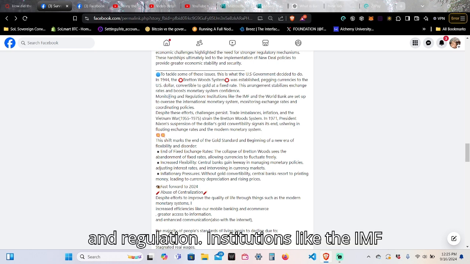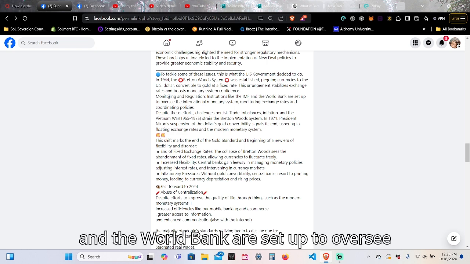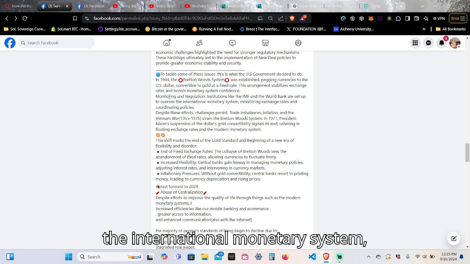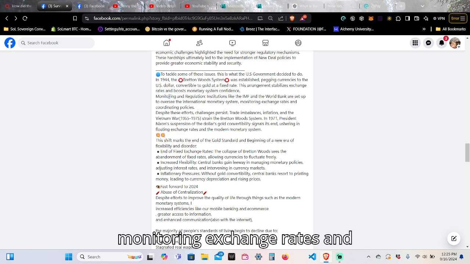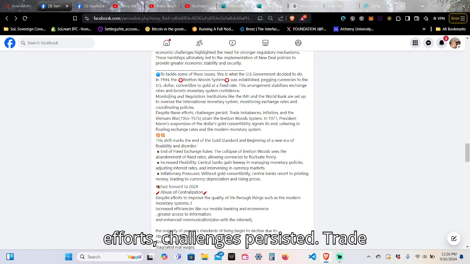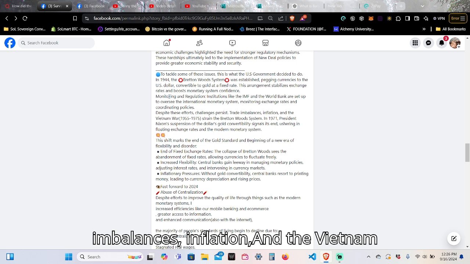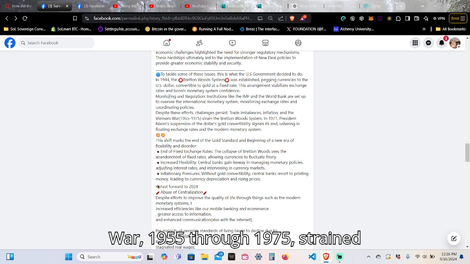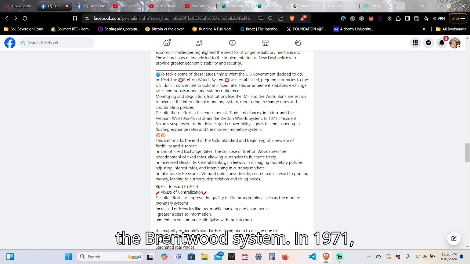Monitoring and regulation. Institutions like the IMF and the World Bank are set up to oversee the international monetary system, monitoring exchange rates and coordinating policies. Despite these efforts, challenges persisted. Trade imbalances, inflation, and the Vietnam War, 1955 through 1975, strained the Bretton Woods system.